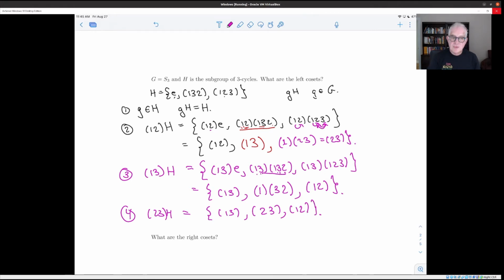So there are just really 2 different cosets. There's the coset H, and there's the coset (1 2)H. The first one is the collection of rotations, and the second one is the collection of reflections or transpositions.